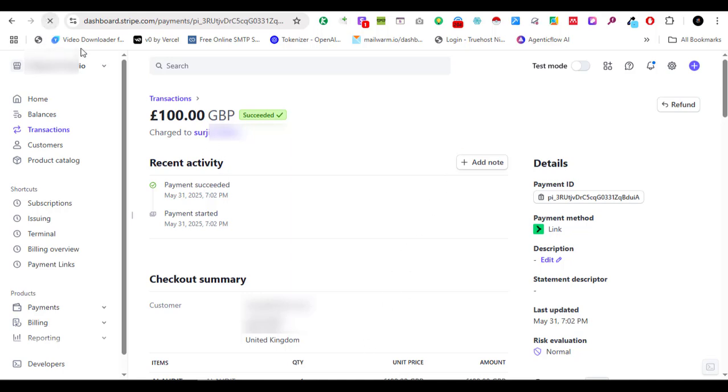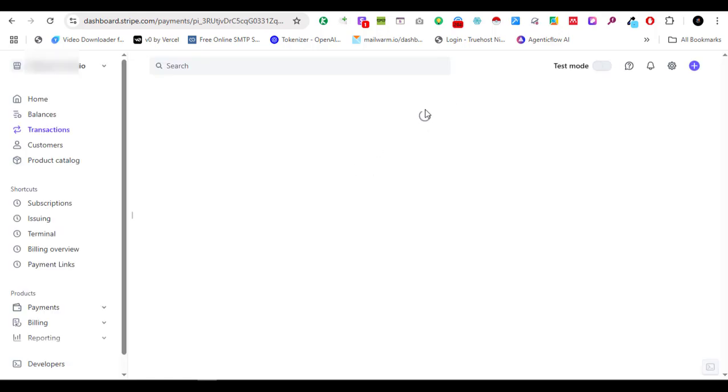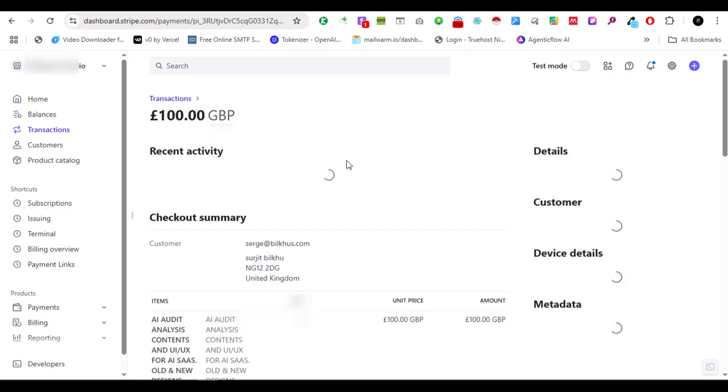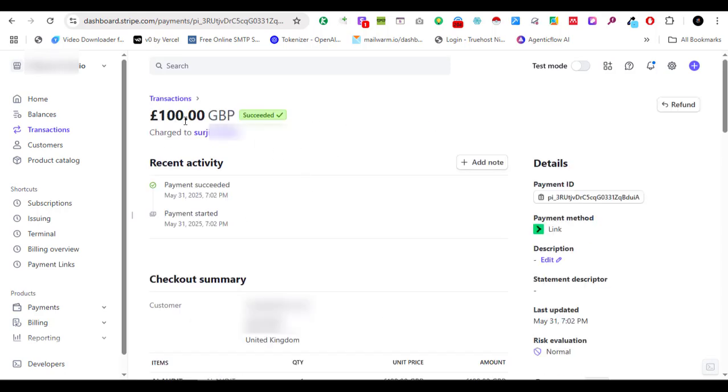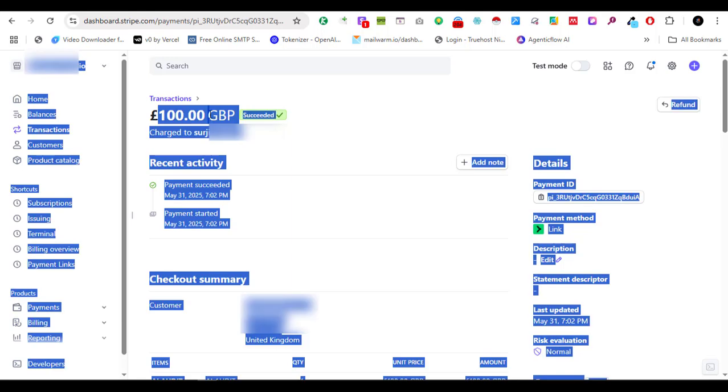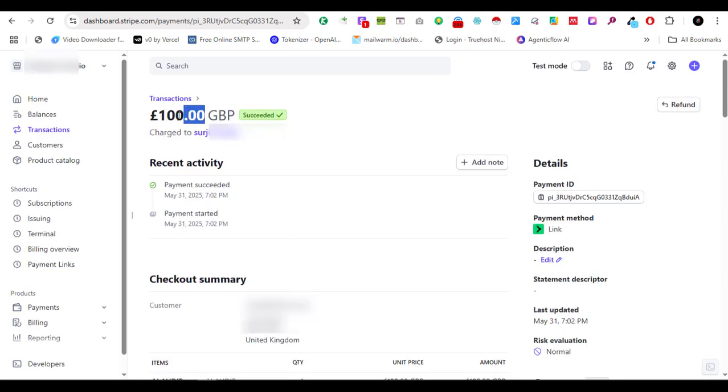Let me also reload the Stripe page so that you can see that this is real, and you can see the date right there. As you can see, it's loading right now. Yeah, so you can see it. This is the amount right here, and you can see the payment was made successfully. That was May 31st, 2025, when the person paid to my Stripe account.